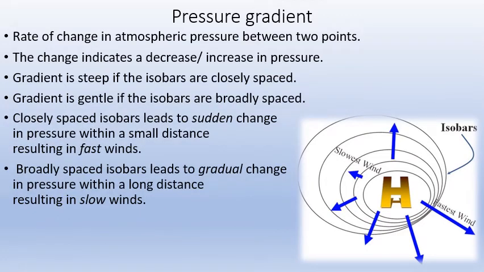Gradient is gentle when the isobars are broadly spaced. Closely spaced isobars lead to a sudden change in pressure within a small distance, resulting in fast winds. But broadly spaced isobars lead to a gradual or slow change in pressure over a long distance, resulting in slow, gentle winds.